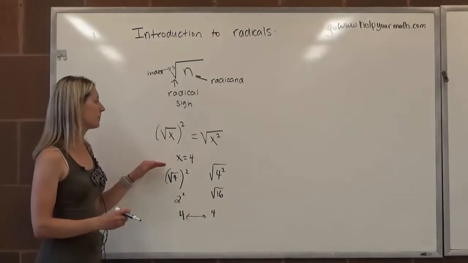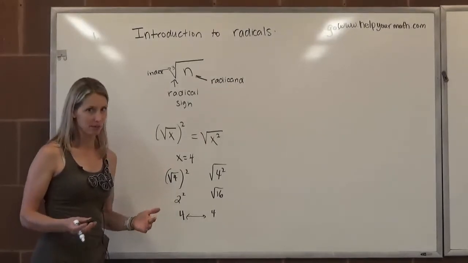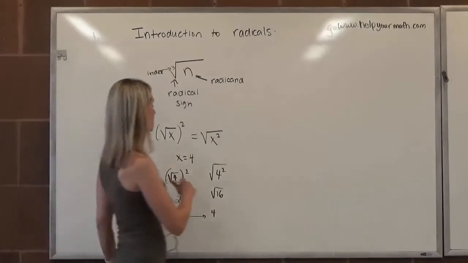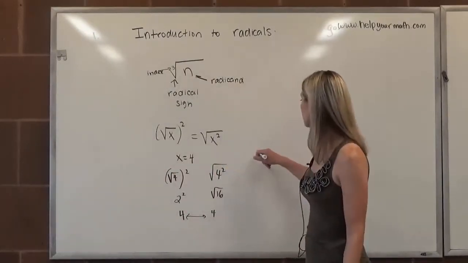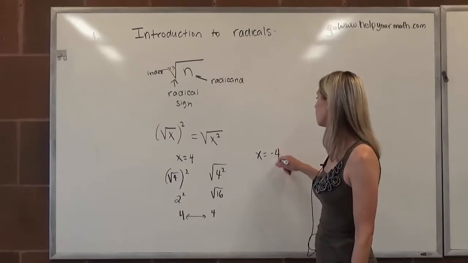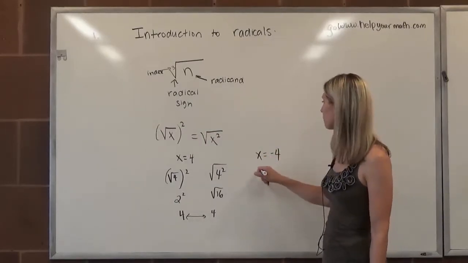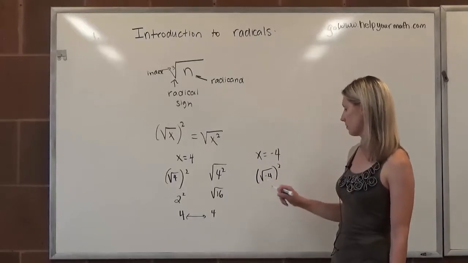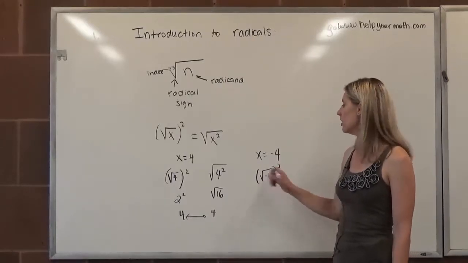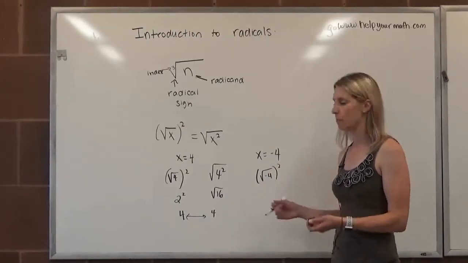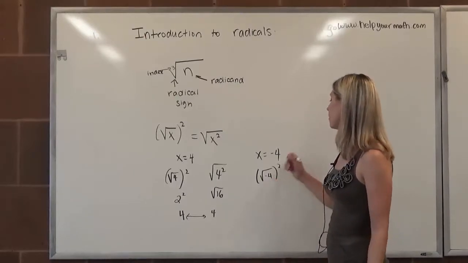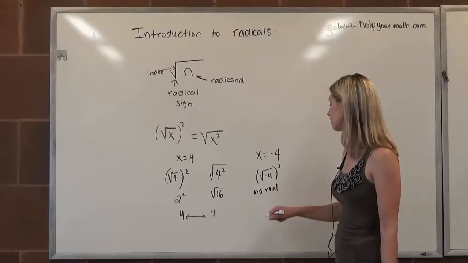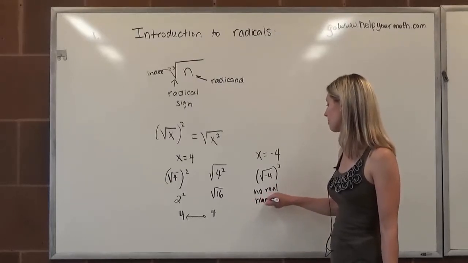Does that mean it always works? Well, we tried something that was nice and positive. What if we tried something that was nice and negative? How about if x is equal to negative 4? Will this still hold up? The square root of negative 4, quantity squared: the square root of negative 4 is not a real number. That would go into imaginary numbers. So we would say no real number here.